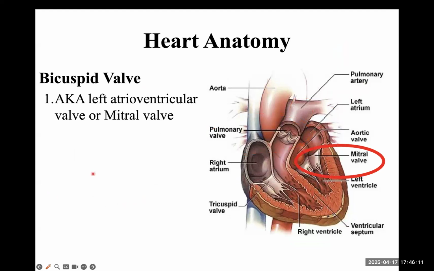Next one we have is called the bicuspid valve. So, the last one was tricuspid. This is bicuspid. Bi means two. Tricuspid had three leaflets. This one has two leaflets. Another name for it is the left AV valve, atrioventricular valve, or the mitral valve. So those are a couple names.